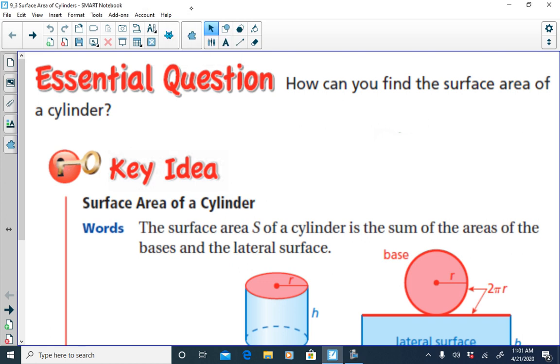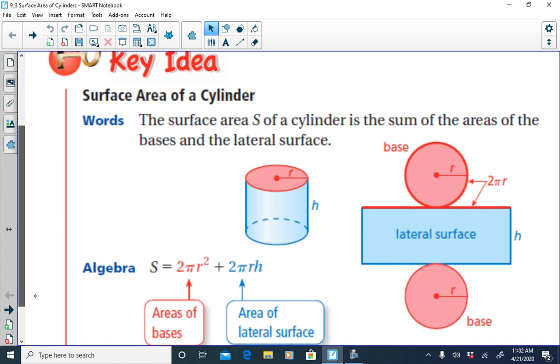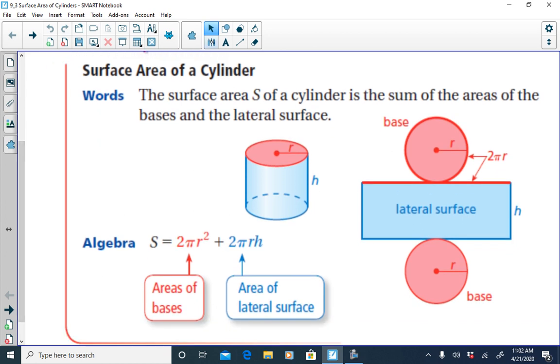Okay guys, our lesson today is to be able to find the surface area of a cylinder. And we've learned that when we find surface area, we're just finding the area of all of the surfaces of the figure, right? And we do that one section at a time, and then we add everything together. Okay, so let's take a look at the surface area of a cylinder.